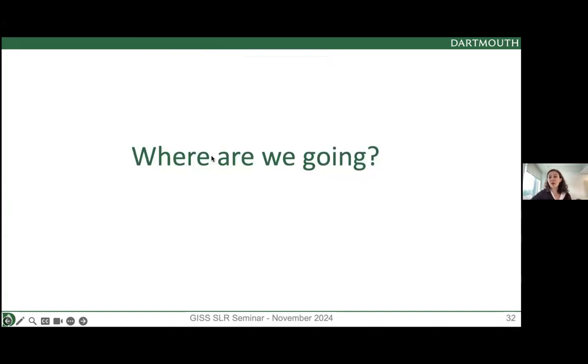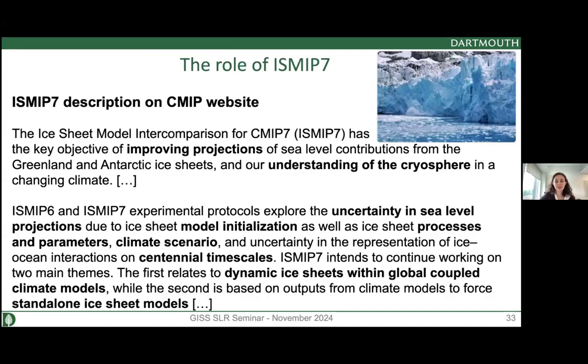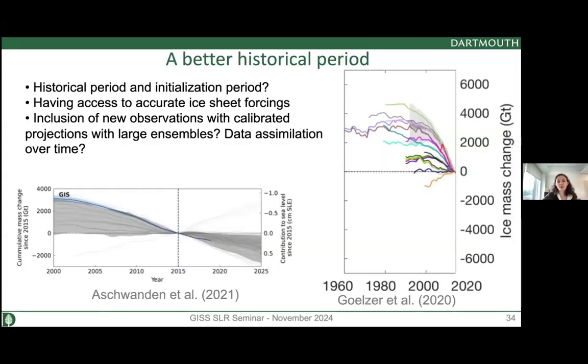Okay, so where do we go from there? We're starting to think about ISMIP7, and the key objective remains the same: to improve projections of sea level rise contribution from the Greenland and Antarctic ice sheets and our understanding of the cryosphere. And we also want to continue looking at uncertainty in sea level projections caused by model initialization, processes, climate scenarios, and so on. What are the main things we want to improve? These are kind of my personal ideas, what I think is important, so you are totally free to disagree with me.